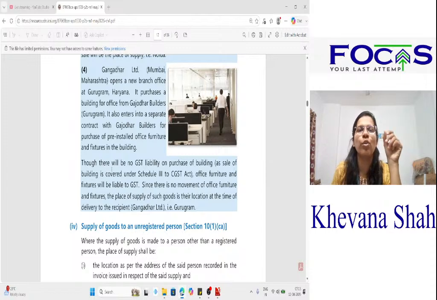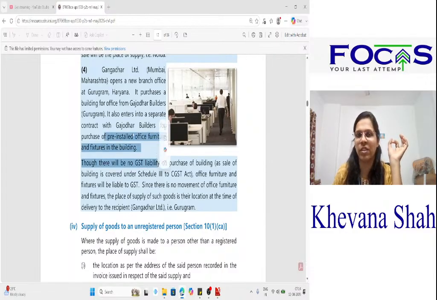So here, though there will be no GST liability on purchase of building, as sale of building is covered under Schedule 3. Okay. Sale of building is specifically covered under your Schedule 3. Schedule 3 is your negative list, that is the specific goods and services on which GST is not leviable. So that case is not liable to GST, the purchase of building, but these pre-installed office furniture and fixtures in the building, they will be leviable to GST.